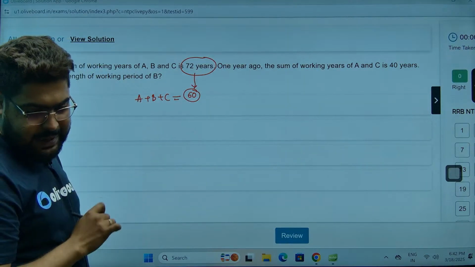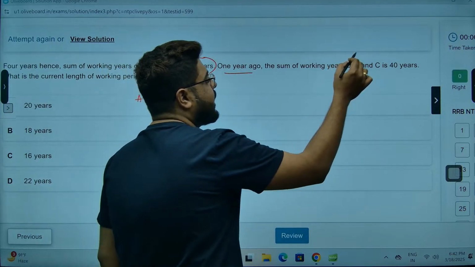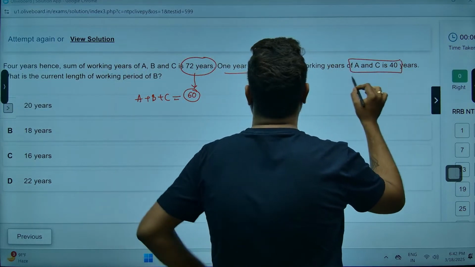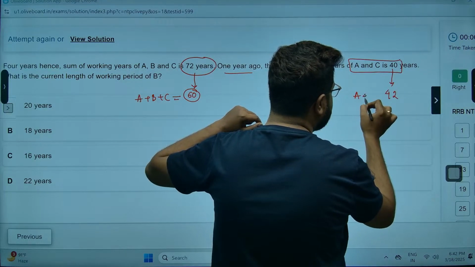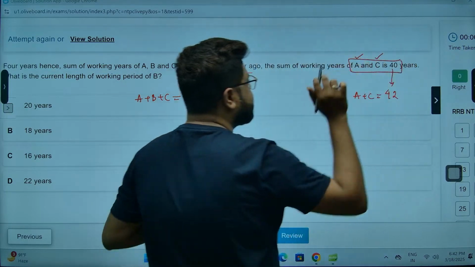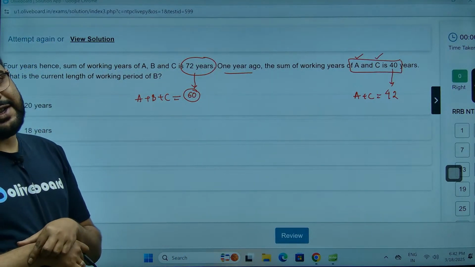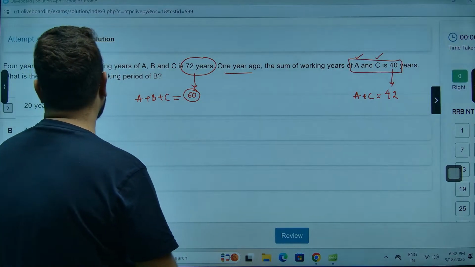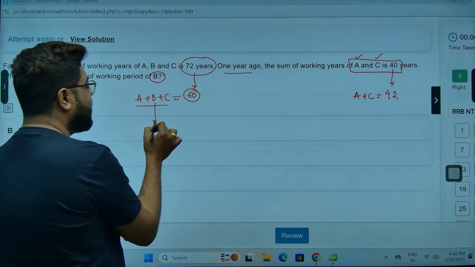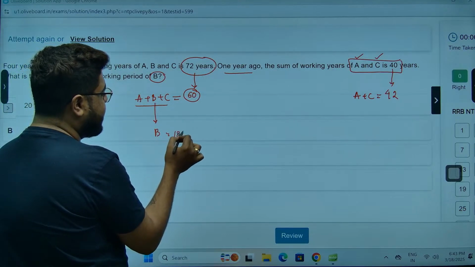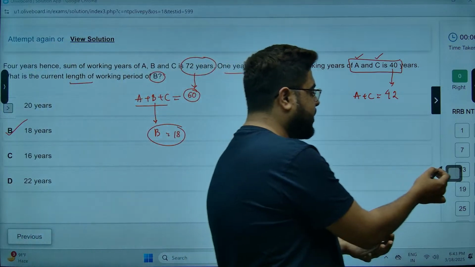Now, 1 year ago, the sum of working years was 40. Now that means it will be 1 year more for 2 people, so it is 42 now, because A and C were the 2 persons. It will be plus 1 for A and plus 1 for C as well. Total 42. We are asking for the current length of working for B. A plus B plus C I know, A plus C I know. So B is 18. Option B.